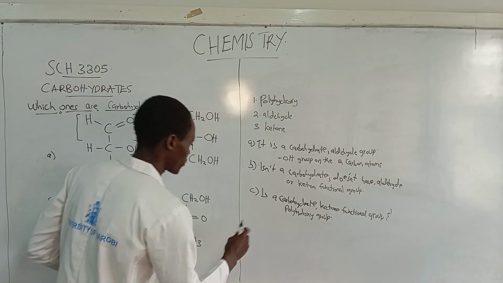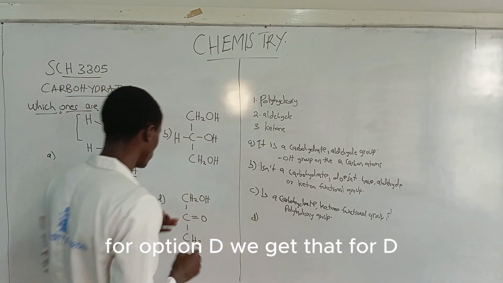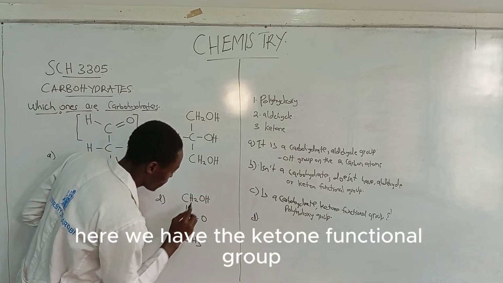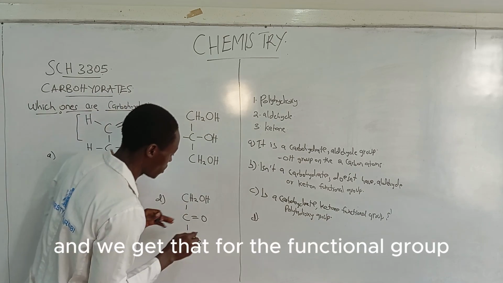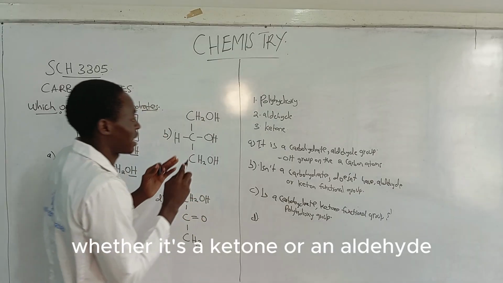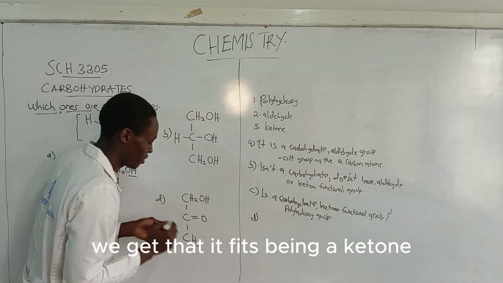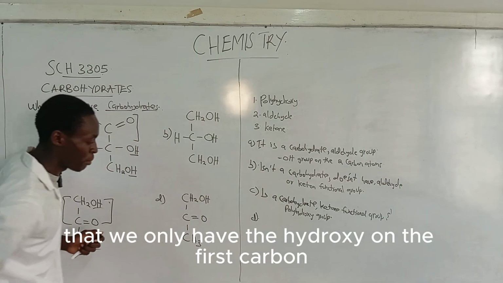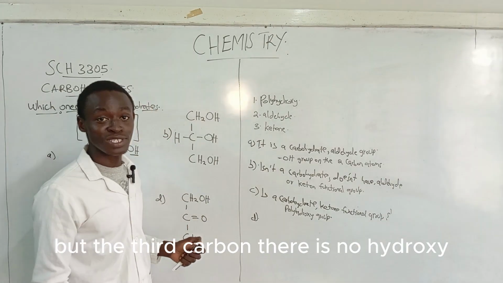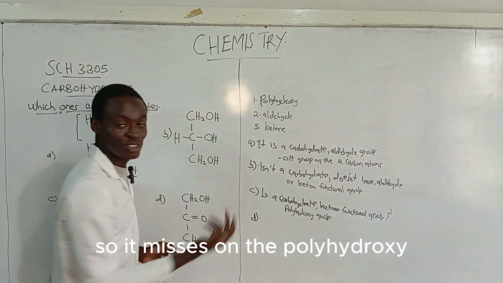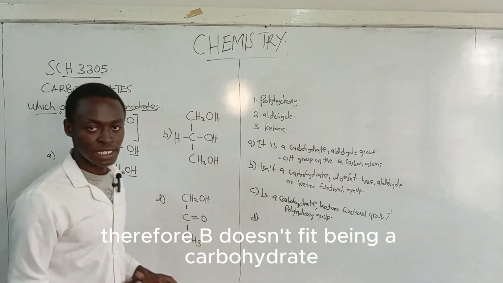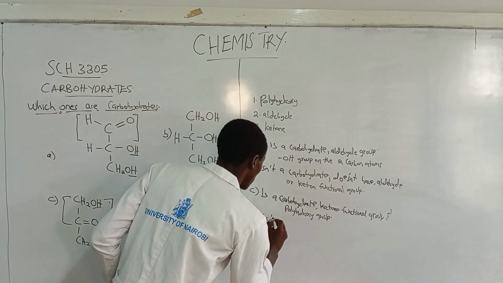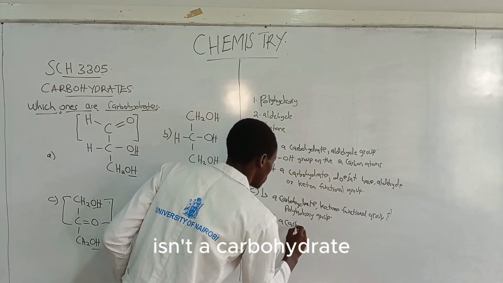For option D, we have the ketone functional group here. Whether it's a ketone or an aldehyde, it fits being a ketone. But how about the polyhydroxy? We only have the hydroxy on the first carbon, but on the other carbons there is no hydroxy. So it fails on the polyhydroxy. Therefore, D doesn't fit being a carbohydrate. So D isn't a carbohydrate.